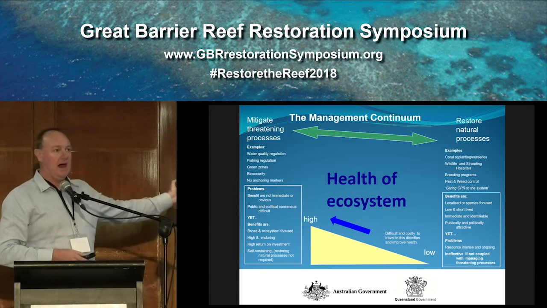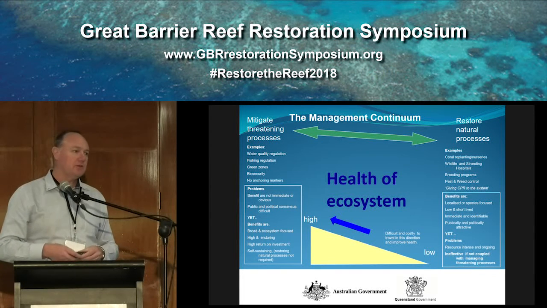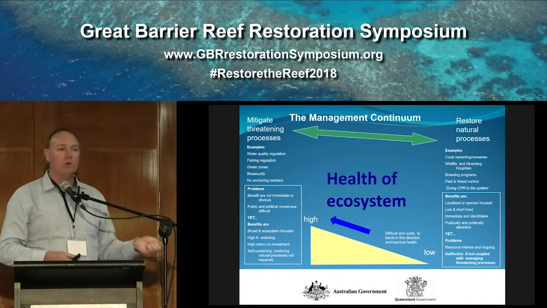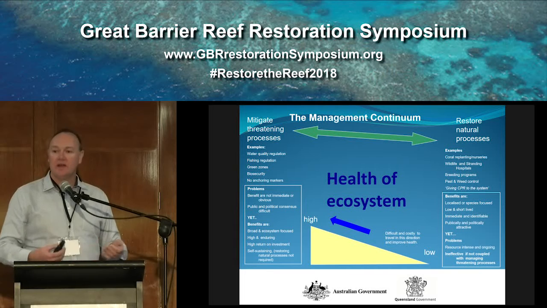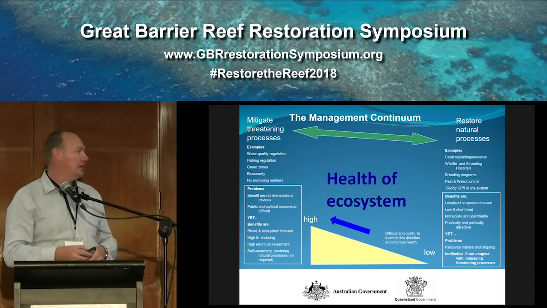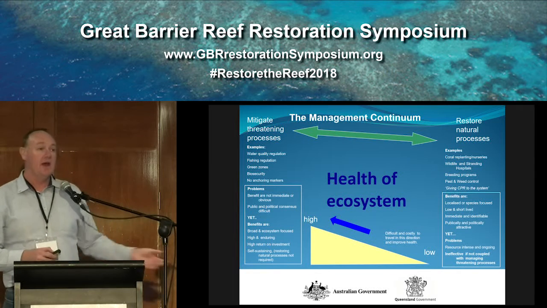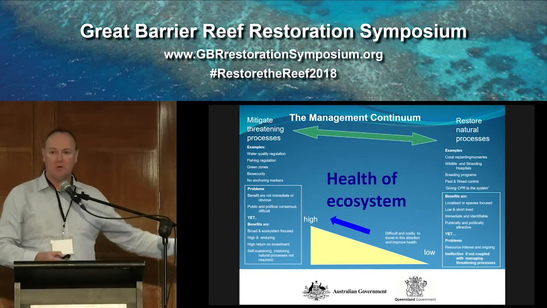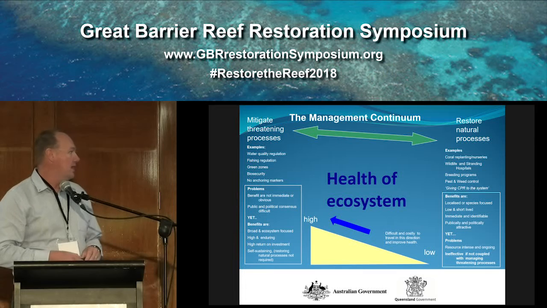Sometimes it can be hard to keep people focused up the other end. Politicians, people, community often want quick wins, things quickly, whereas the zoning and other things that we do take time and don't show results immediately. So there are some challenges there. And the biggest one is that when we go down the bottom end, it costs a lot more.